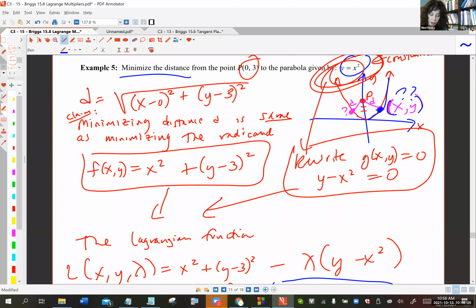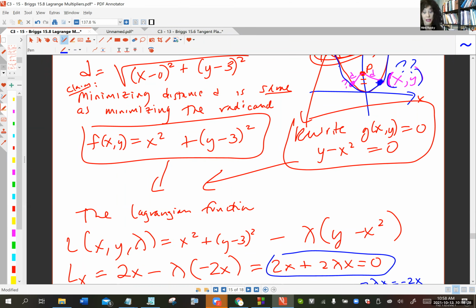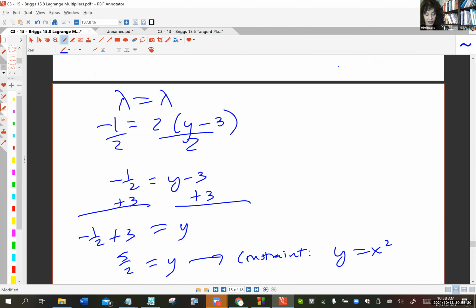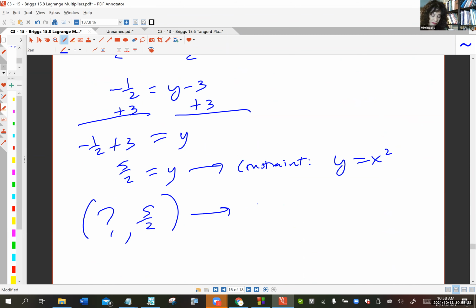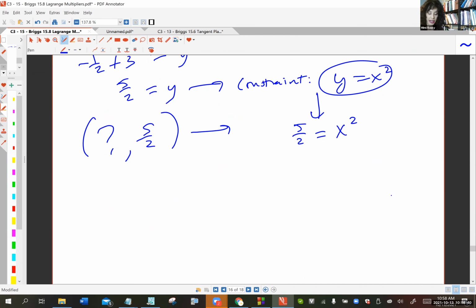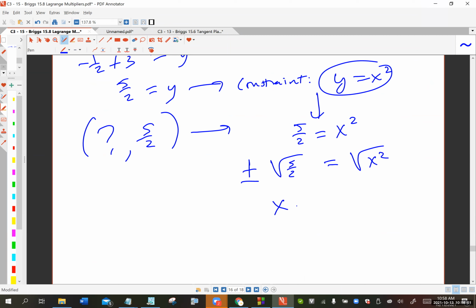Okay, but that mystery point has to live on the parabola, otherwise it's not going to satisfy the criteria. So if we substitute into our constraint when y is 5/2, we get x squared has to be equal to 5/2. Well, I'm going to square root both sides, but what do I have to remember when I square root both sides? Plus or minus. So x can be plus or minus the square root of 5 halves. Oh my gosh. So what does that mean?